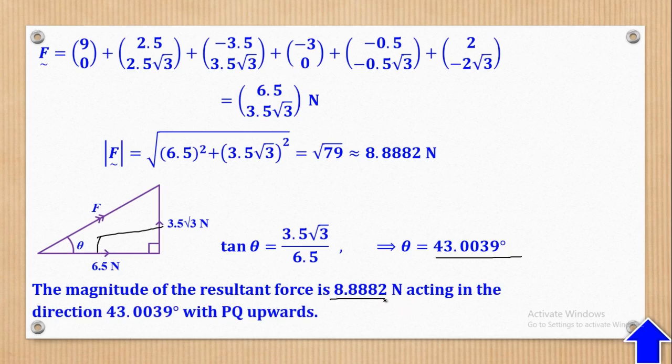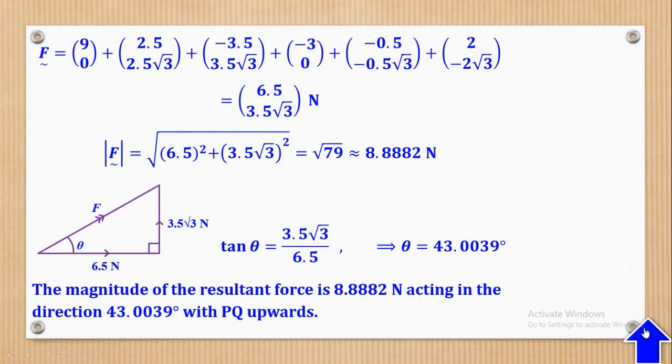Now I'll conclude that the magnitude of the resultant force is 8.8882 newtons, acting in the direction 43.0039 degrees upwards. I think we can say that, remember, the pitch was horizontal and this is our horizontal, so this angle is above the horizontal, that's why you put here upwards. So basically that's what they wanted, and now let's see how marks can be awarded.